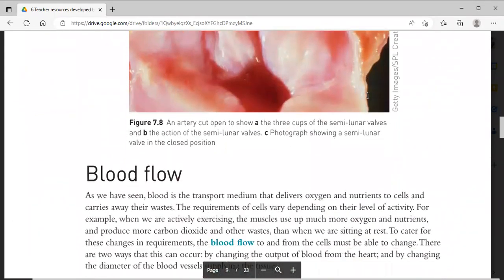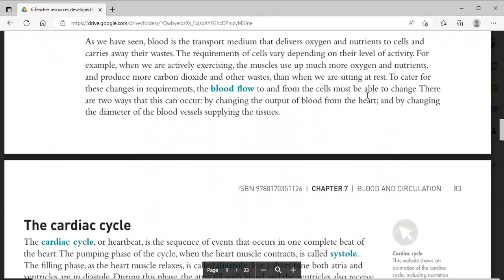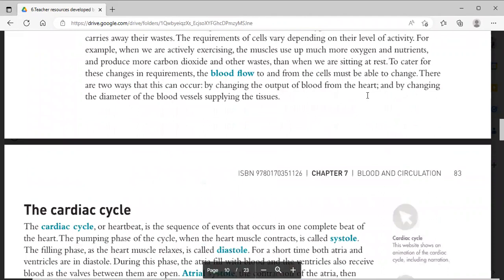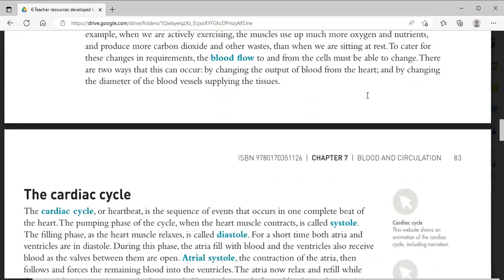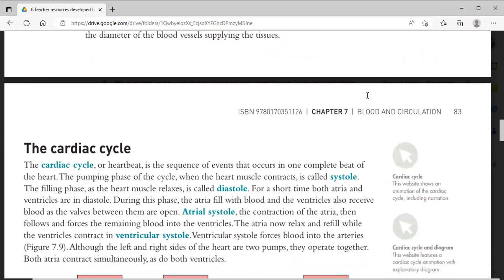These are the valves. Blood, as we have seen, is a transport medium that delivers oxygen and nutrients and carries away waste. The requirement of the cells depends on their level of activity. For example, when we are actively exercising, the muscles use up much oxygen and nutrients, and produce more carbon dioxide and other waste than the body does while we are sitting at rest. To cater for these changes in requirement, the blood flow to and from the cells must be able to change. There are two ways this can occur: by changing the output of blood from the heart, and by changing the diameter of the blood vessels supplying the tissue.